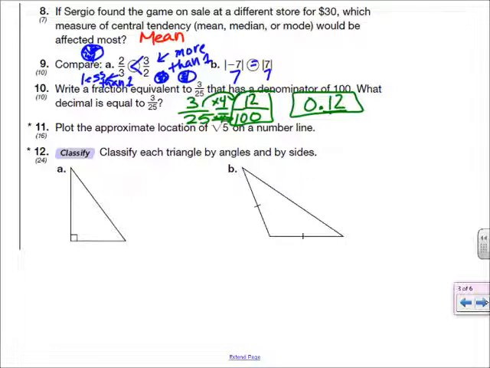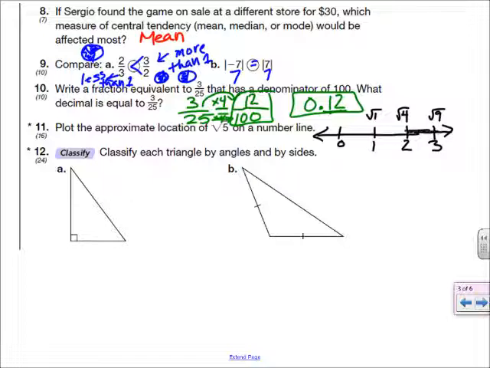Plot the approximate location of the square root of 5 on a number line. Well, we have a number line. 0, 1, 2, 3. So the perfect squares: 1 is the square root of 1, 2 is the square root of 4, and 3 is the square root of 9. Because 1 times 1 is 1, 2 times 2 is 4, and 3 times 3 is 9.